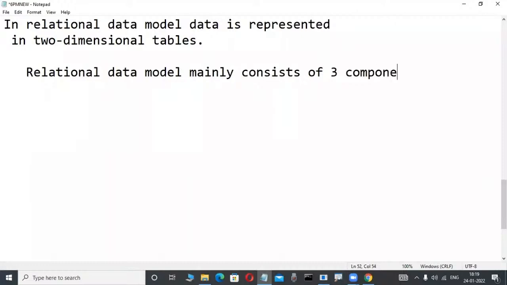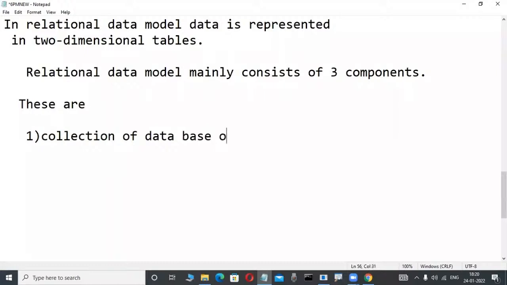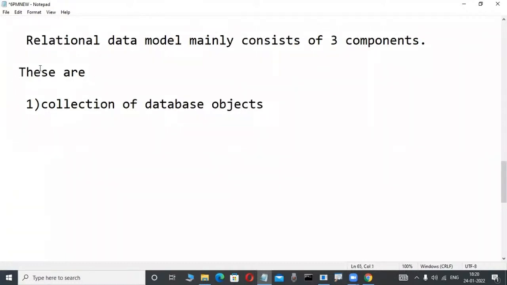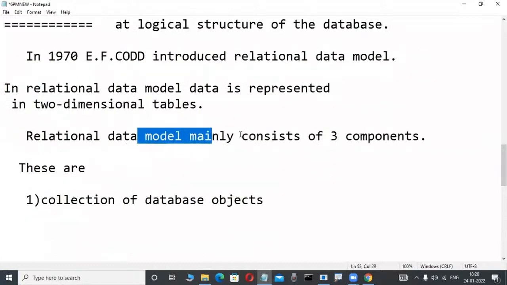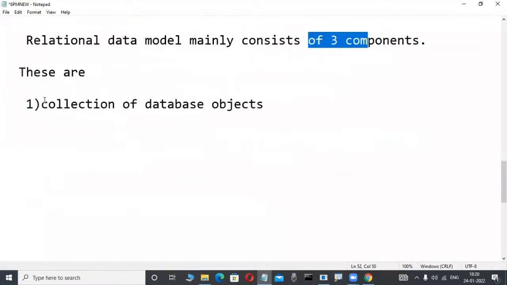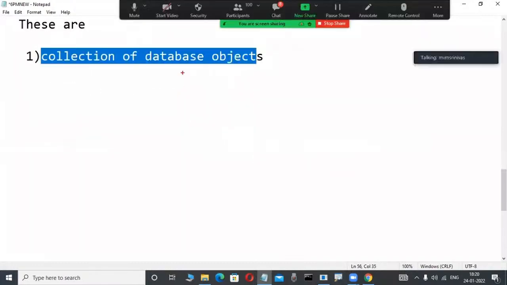Now concentrate here. What is the first one? A simple collection of database objects. In software like Oracle, SQL Server, DB2, a collection of database objects is available. That is what we learn daily. Relational data model mainly consists of three components, and the first one is a collection of database objects. Collection of database objects is dead easy.